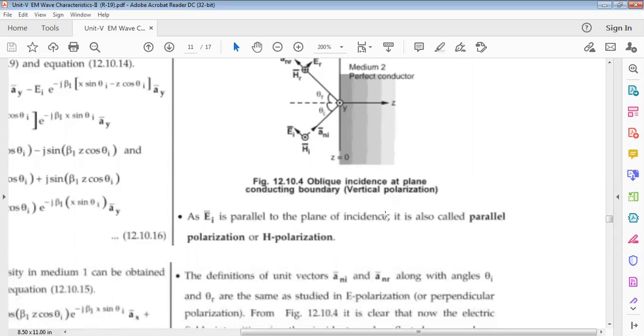So Ei is parallel to the plane of incidence. It is also called parallel polarization or H polarization. H polarization means the magnetic field is perpendicular to the incidence, and E polarization means the electric field is perpendicular to the incidence. Comparing this vertical and horizontal polarization, for the incident beam, when the electric field is perpendicular, that is called perpendicular polarization. In the vertical polarization or H polarization, the electric field is parallel to the plane of incidence. You can call it parallel polarization.